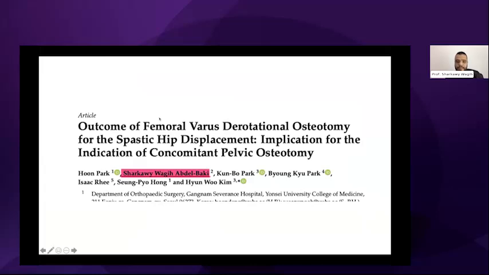This is my study in South Korea from 3 years ago, discussing the outcome of varus femoral derotation osteotomy for spastic hip without adding pelvic osteotomy.